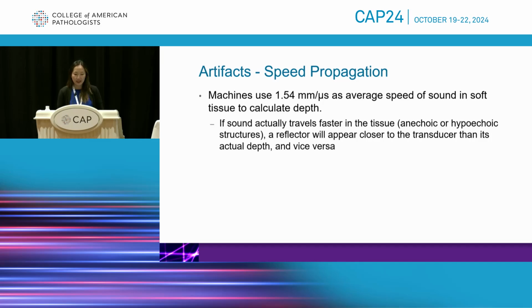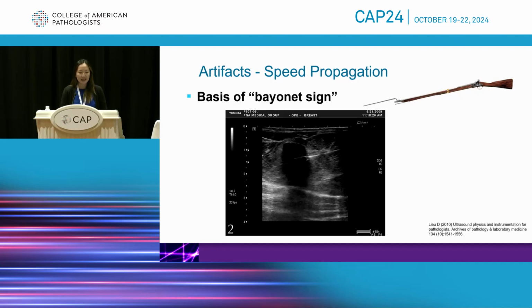Why is this helpful for us? It's actually the basis of the bayonet sign. So this is a bayonet, you have a little gun here and this little curvy thing stuck out. And this is the bayonet sign in tissue. I took this from David Liu's very nice paper. But you see how it looks like the needle has actually bent when it went into the lesion?